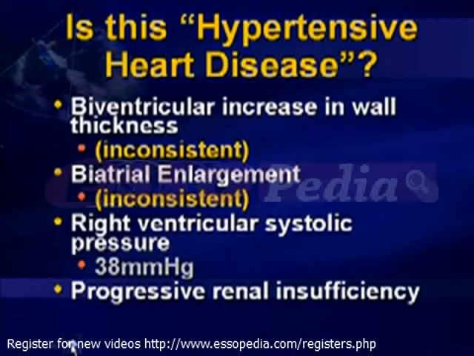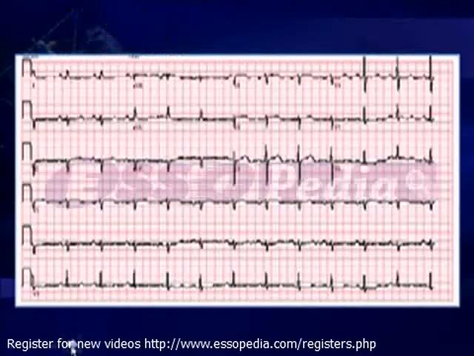So is this simply hypertensive heart disease? Well, the biventricular increase in wall thickness would be a little bit inconsistent. The biatrial enlargement, too, a little bit inconsistent. The right ventricular systolic pressure is only 38 millimeters of mercury, and recall there is an increase in RV wall thickness. We see a progressive decline in her renal function.